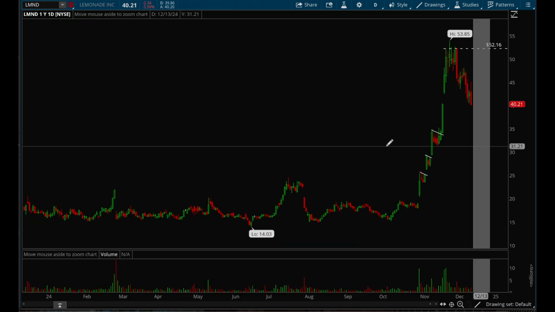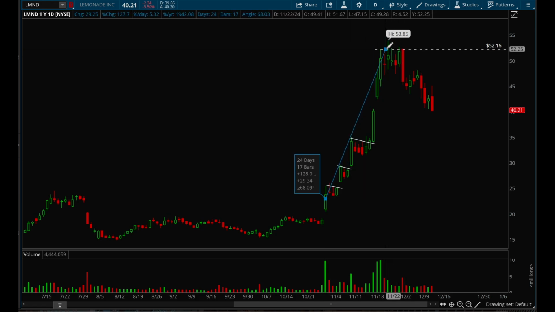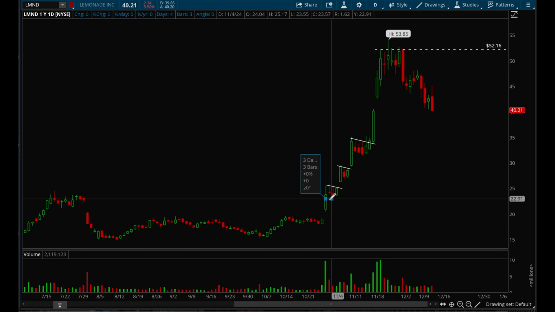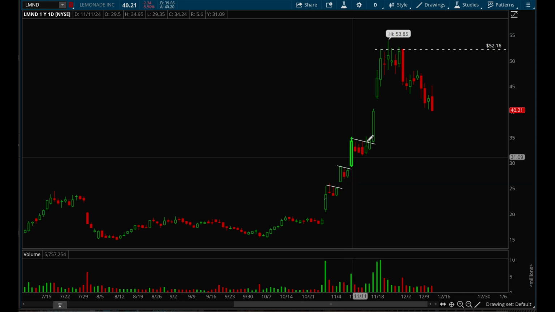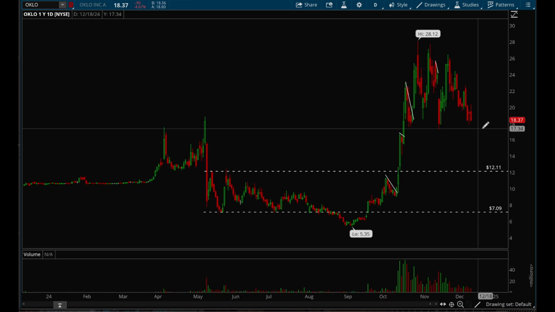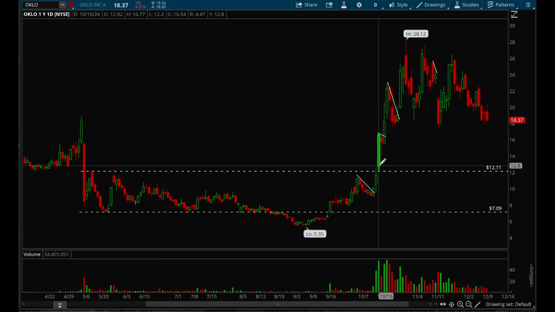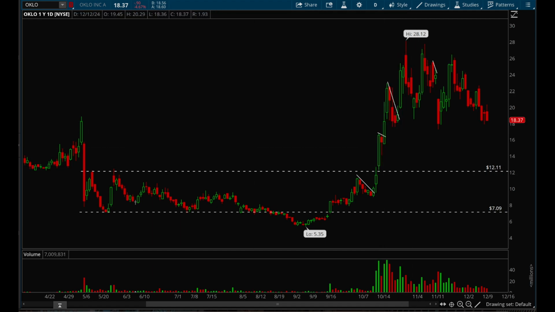Let's take a look at a couple more. LMND. So this is the first gap up. If you bought it anywhere on that day using the 5-minute opening range break, that's a 125%, 130% move in less than a month. And this one offered many opportunities. There was another gap up, another gap up, another gap up. MicroStrategy, this one had a very nice gap up here, so this was buyable. Oklo, this one had a small gap up over here, but it was buyable. A nice double in a short period of time.